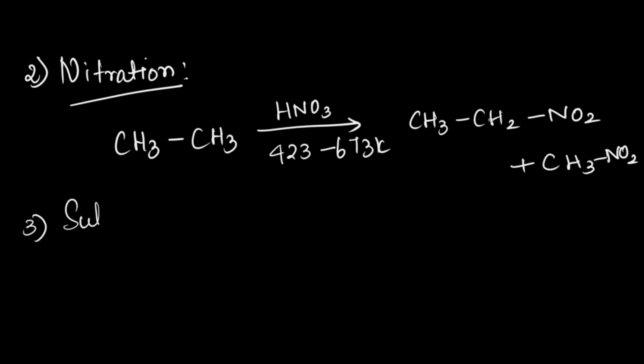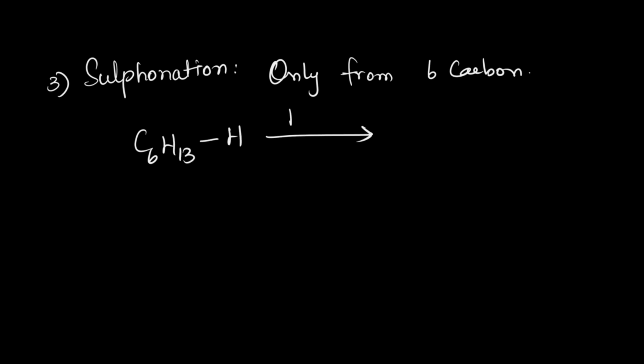The third part is sulfonation. Here we are using H2SO4, but the problem is that only a 6-carbon system can undergo it. It can undergo sulfonation. For example, C6H13 with a hydrogen that may get replaced or substituted by SO3H. So C6H13 with SO3H.